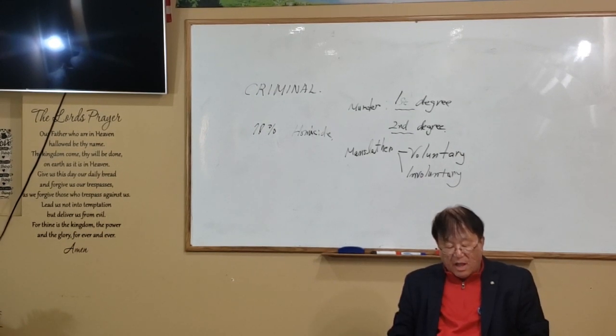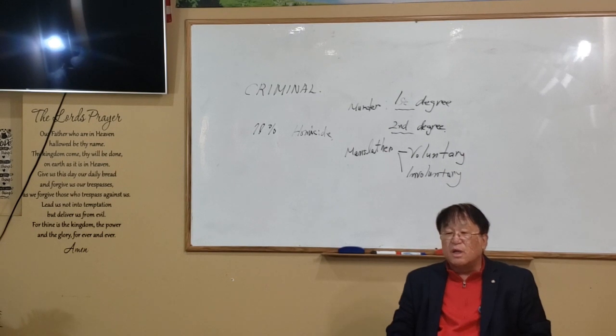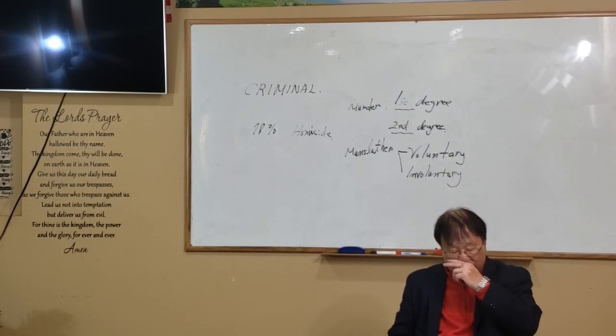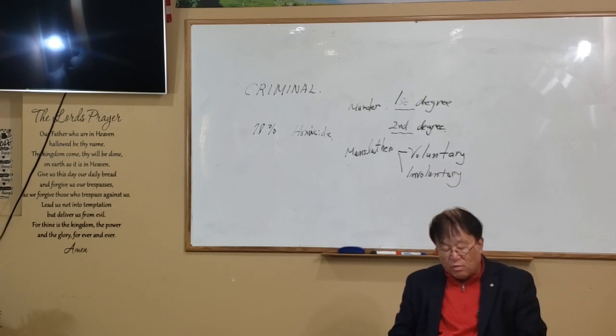Number 2, elements of provocation reducing murder to manslaughter. The common law requires all 4 of the following elements. Number 1, reasonable provocation. Number 2, the defendant was actually provoked. Number 3, absence of an adequate cooling period, and number 4, no actual cooling off. Modern statutes also usually require all or most of these requirements.